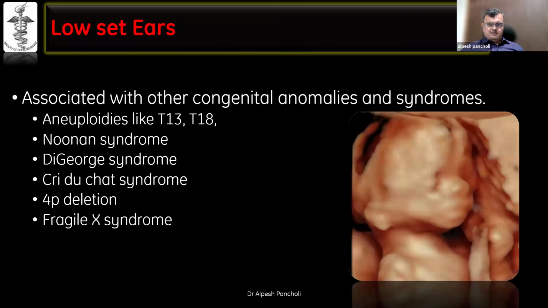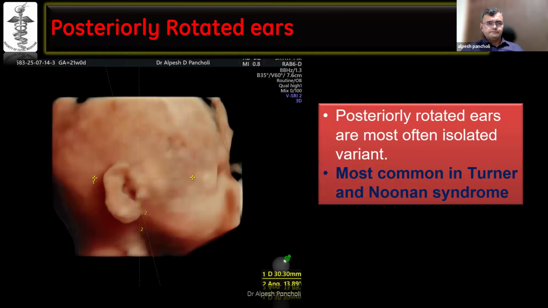So what are the syndromes associated with low set ears? Common ones are aneuploidies like trisomy 18 and 13, Noonan syndrome, Digeorge syndrome, Cri du chat syndrome, and fragile X syndrome.